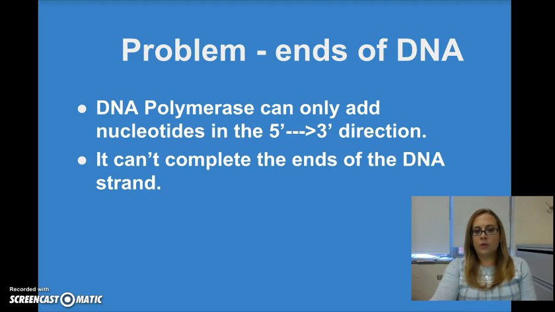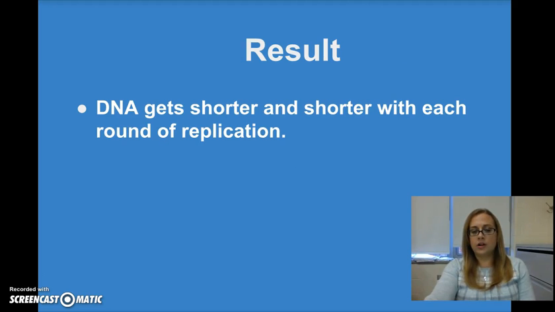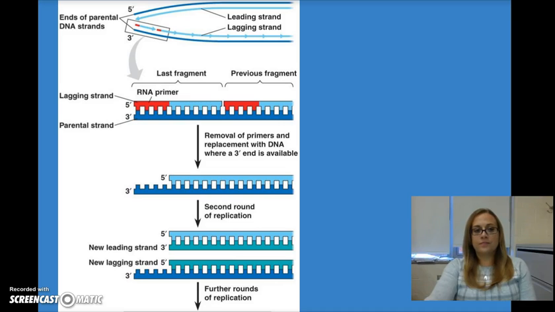So we have another problem that we need to talk about, and that is the ends of DNA molecules. We said yesterday that DNA polymerase can only add nucleotides in that 5' to 3' direction. And so what that means is it's going to end up running into the problem of not being able to complete the ends of the DNA strand. So with each round of replication, that DNA is going to get shorter and shorter.